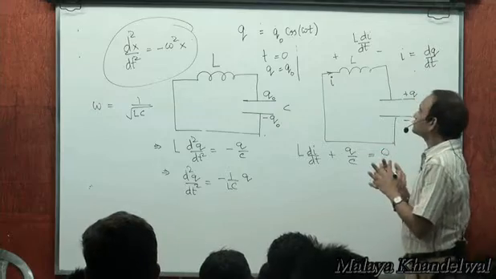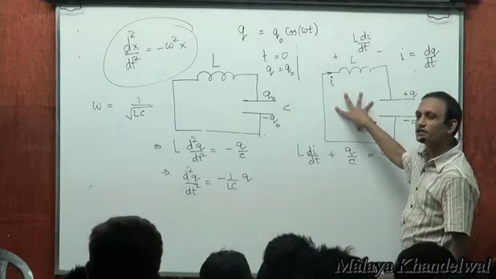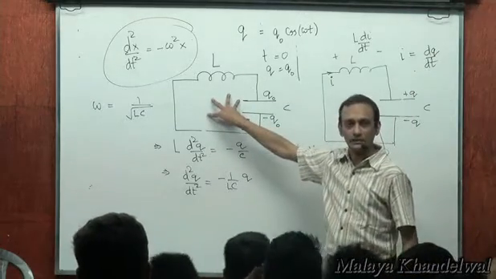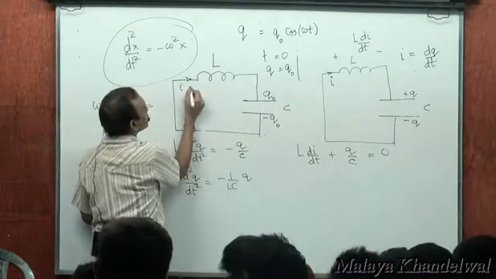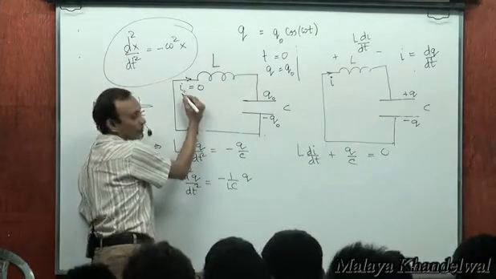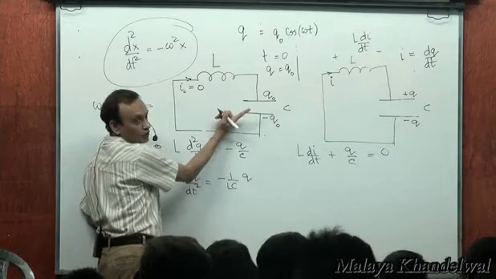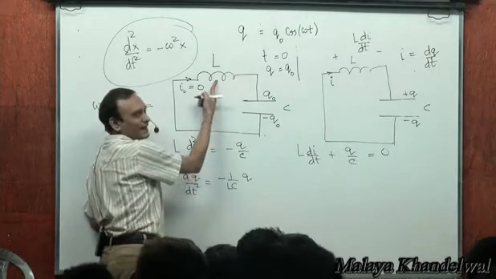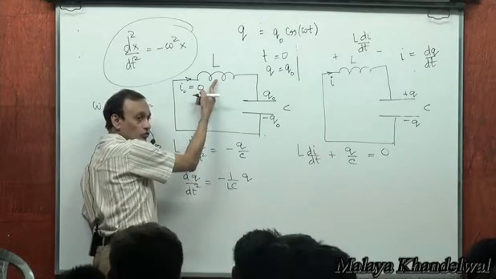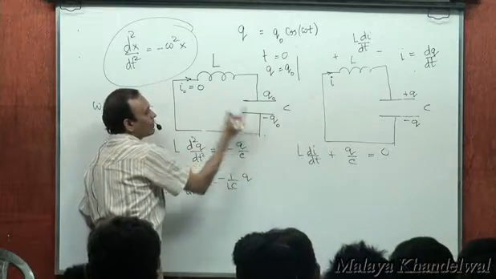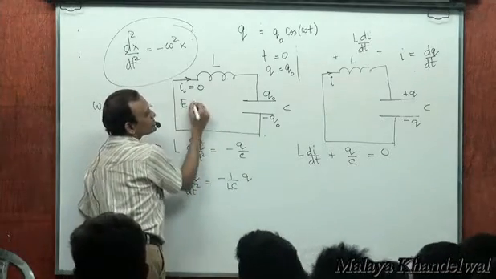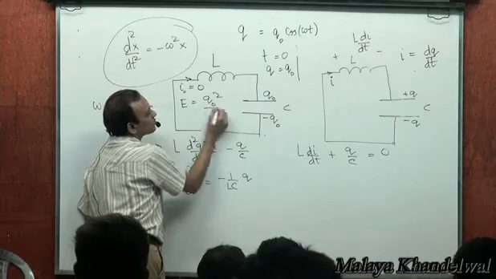Now, this is an intermediate state of the circuit. This was an initial state of the circuit. In this state, the current was 0, right? And charge was q naught. What was the energy in the magnetic field? 0. Therefore, the total energy here was q naught squared by 2C.